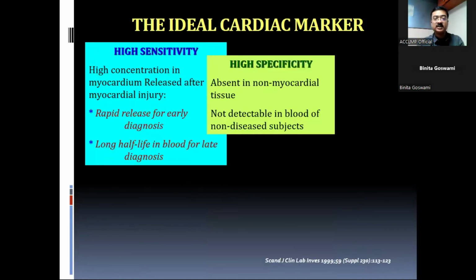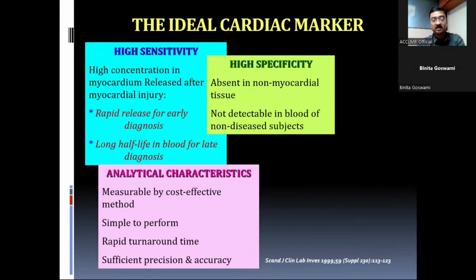The second is high specificity, which is very important, because in previous days, majority of cardiac markers had so many origins, such as skeletal muscle, brain and other areas. So you could not define that a raised parameter means only cardiac injury. Nowadays high specificity makes a marker more valuable, because it should be present only in myocardium, absent in all non-myocardial tissue, and non-detectable in the blood of non-disease subjects. That gives the marker high specificity.